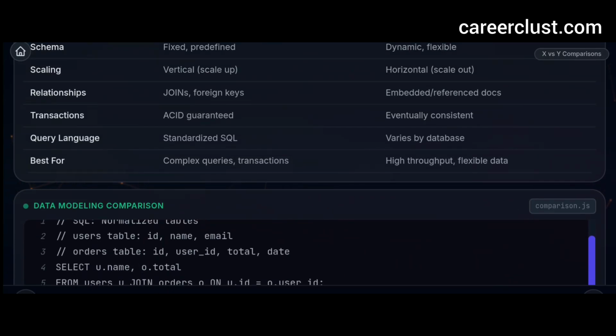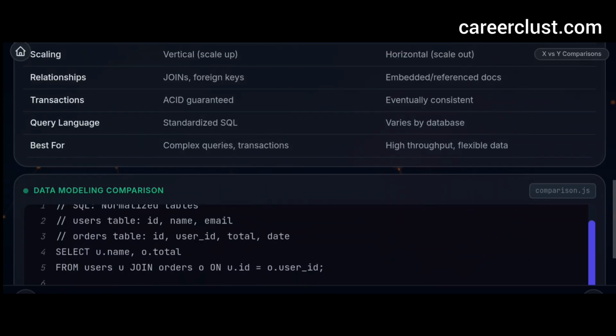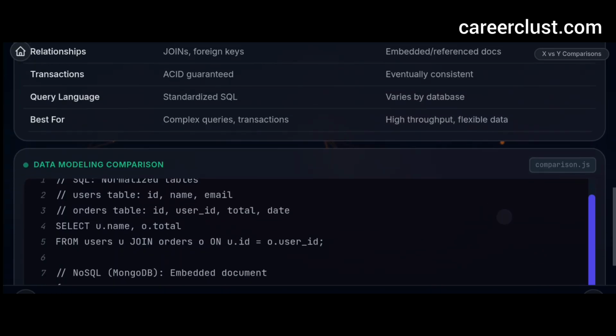Query language. In SQL, it is standard SQL, and in NoSQL, it varies by database. So MongoDB will be different, and Cassandra will be different. And for best use, SQL is best for complex queries and transactions, and NoSQL is best for high throughput and flexible data.